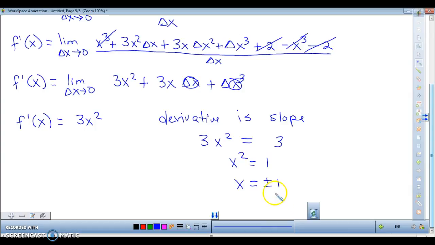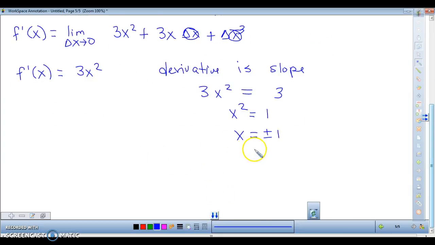So there's actually going to be 2 tangent lines. There are 2 lines that are tangent to that curve that are parallel to the given line, and they occur where x is positive 1 and where x is negative 1. What we have to do is figure out what those ordered pairs are, so we can actually write the tangent lines. So we have to plug this back into f of x itself.